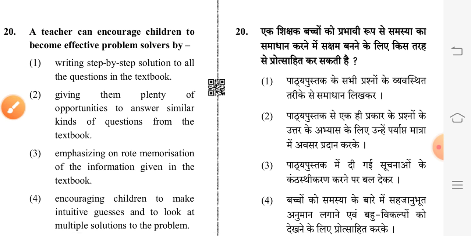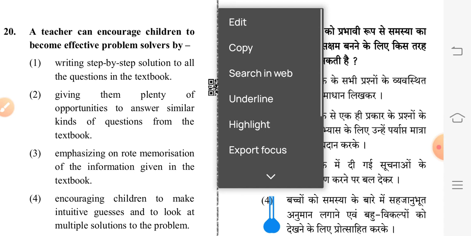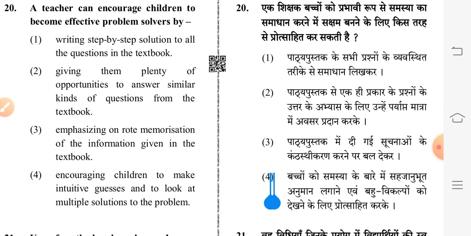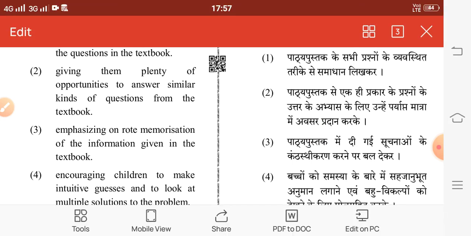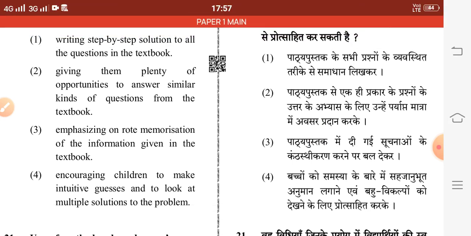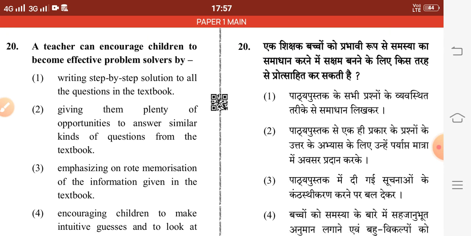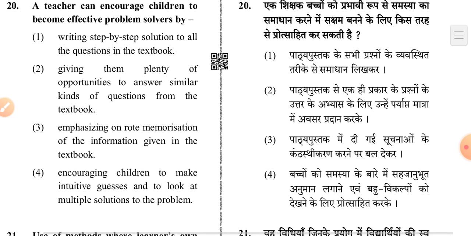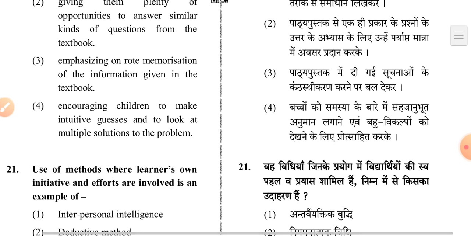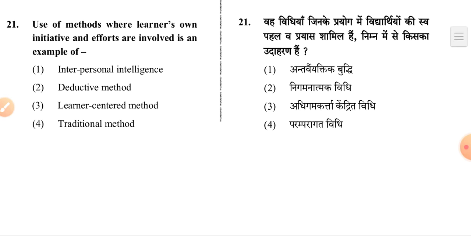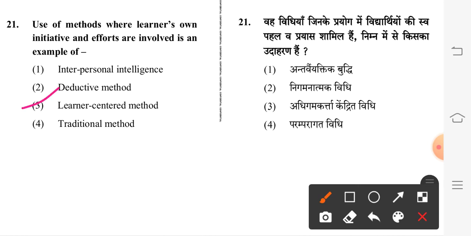Next question, a teacher can encourage children to become effective problem solvers by what? Correct option is 4, that means encouraging children to make intuitive guesses and to look at multiple solutions to the problems. Next question, use of methods where learners' own initiative and efforts are involved is an example of. Third option is correct, learner-centered method.